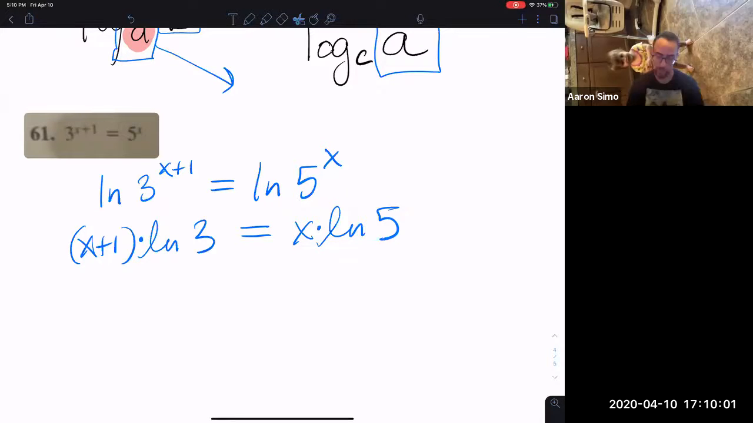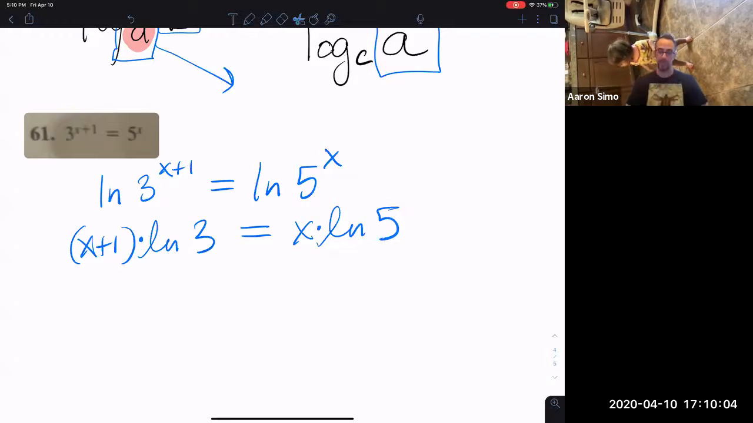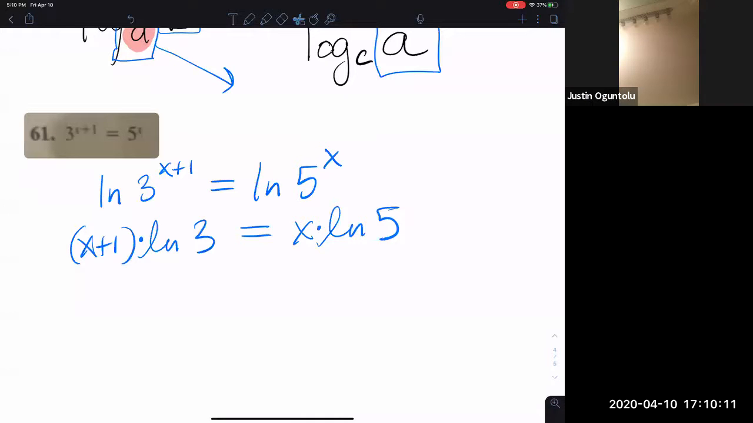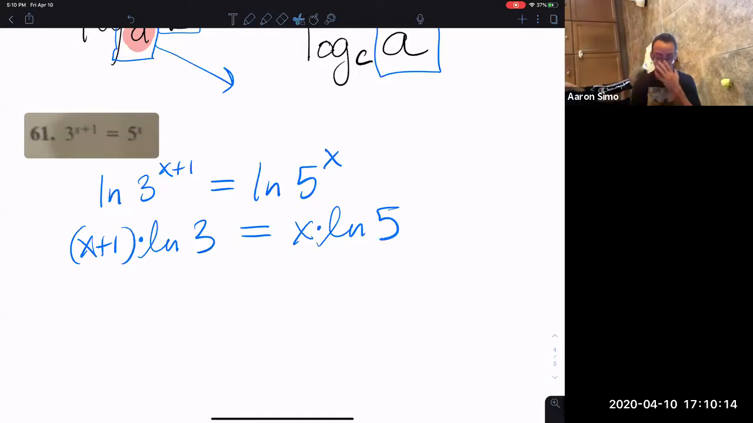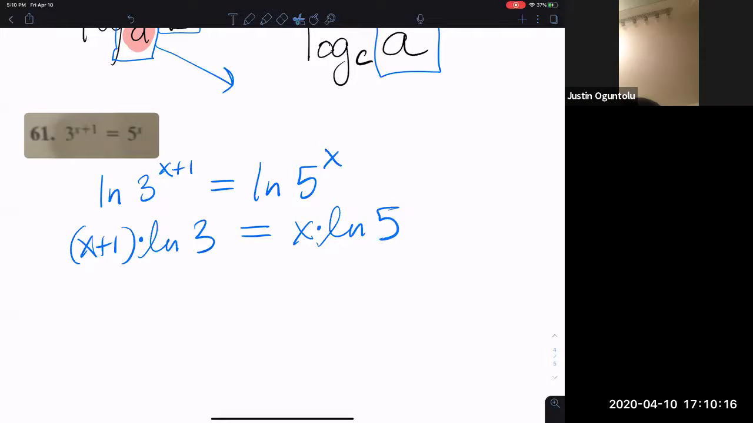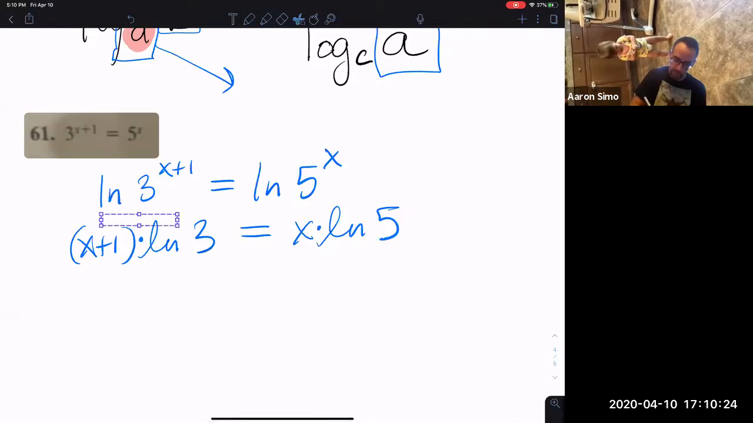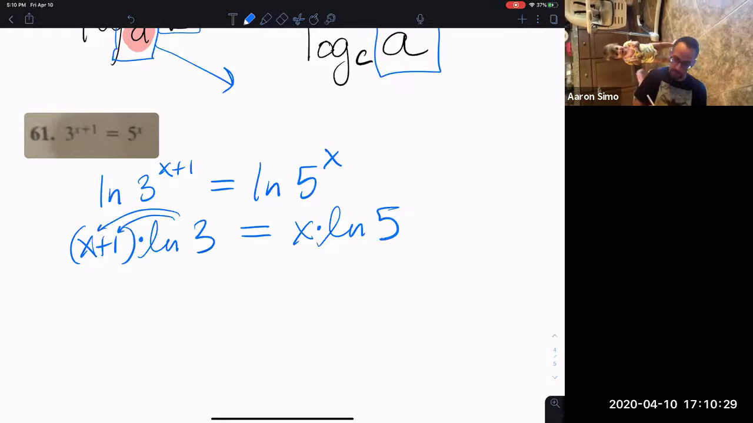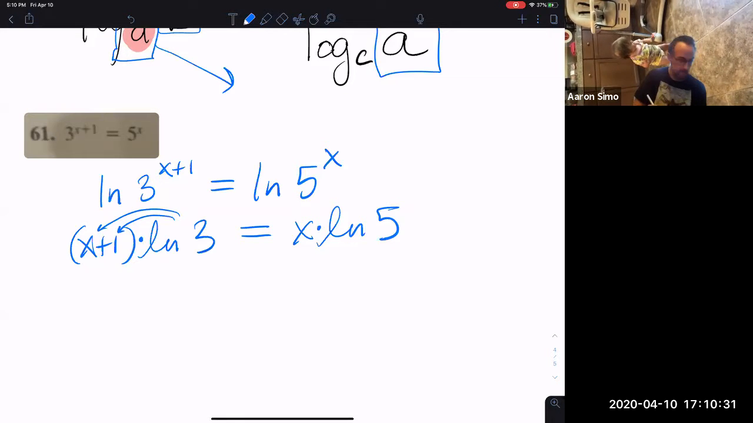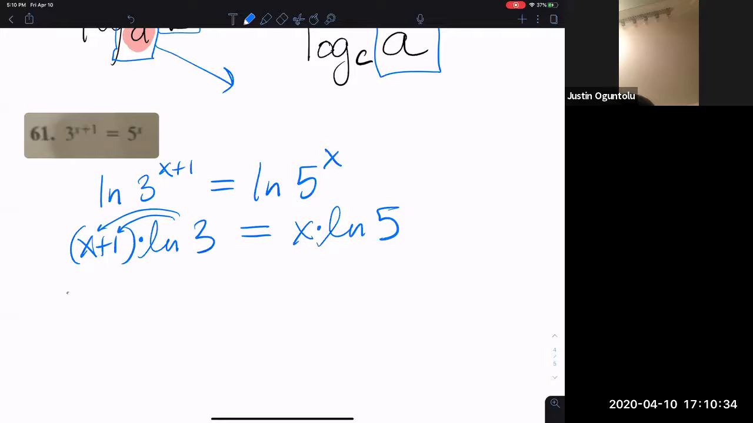Why did I forget? This is a tough question. A lot of people forget this because it's a logarithmic question, so people aren't thinking in terms of algebra. But it's just algebra. You have to think in terms of algebra. If you distribute the ln of 3, it multiplies to the x and it multiplies to the 1. So what do you get when it multiplies to the x? You get ln of 3x.